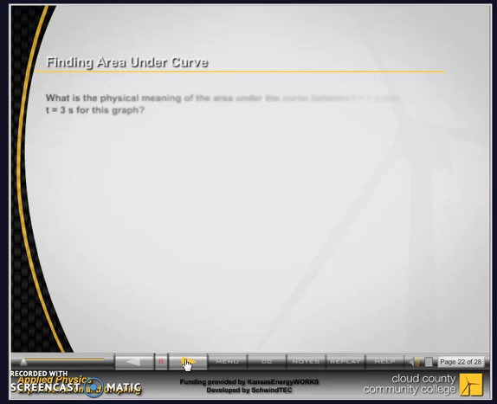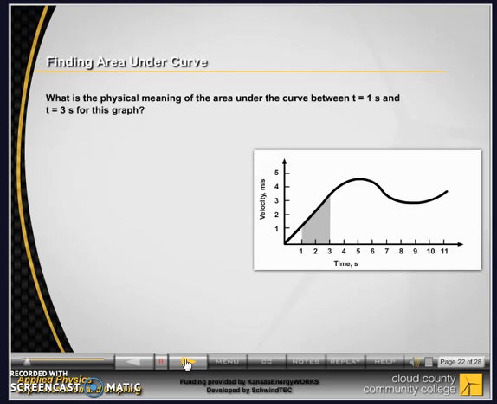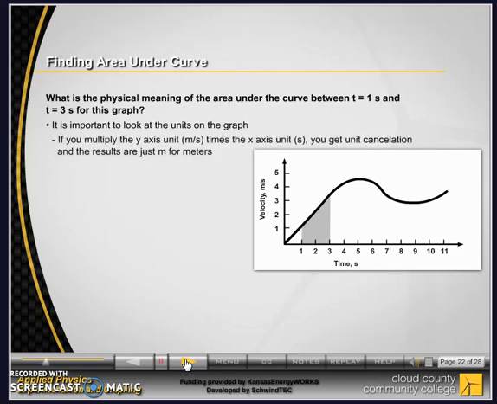What is the physical meaning of the area under the curve between t equals 1 second and t equals 3 seconds for this graph? Remember that it is important to look at the units on the graph. Hence, if you multiply the y-axis unit, meters per second, times the x-axis unit, seconds, the result is just m for meters. This is a distance or length measurement.